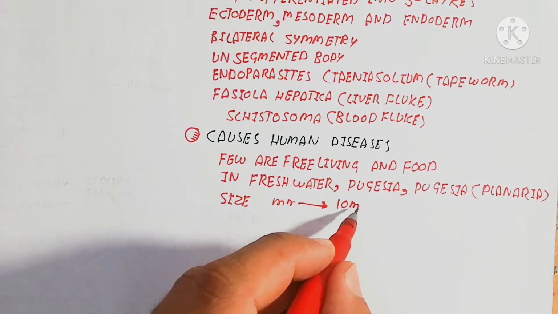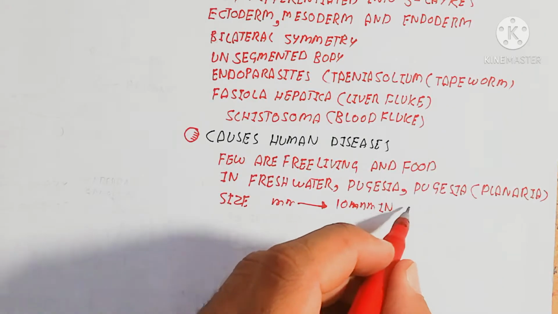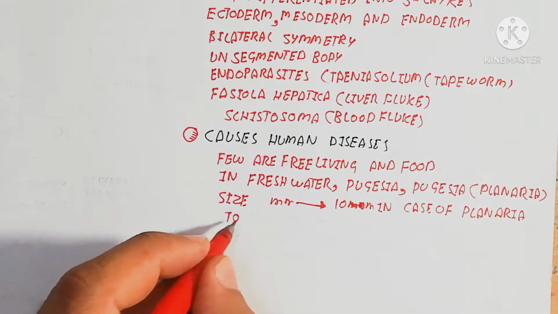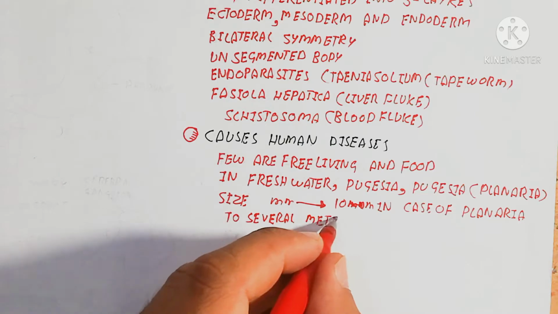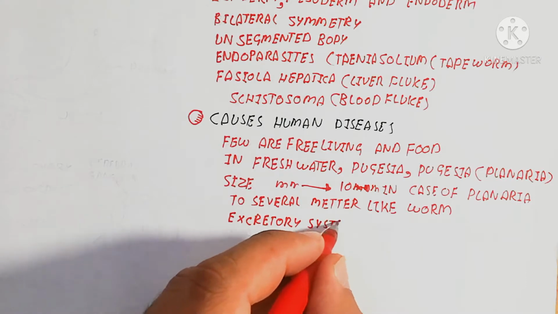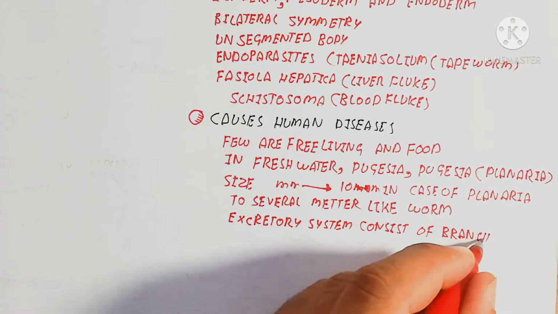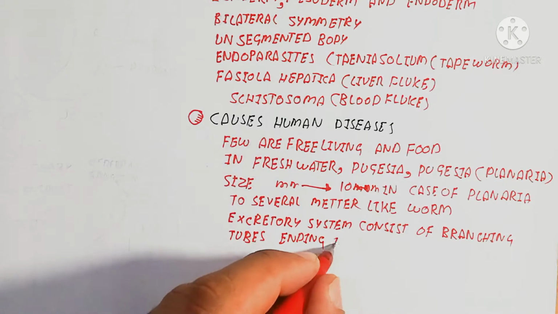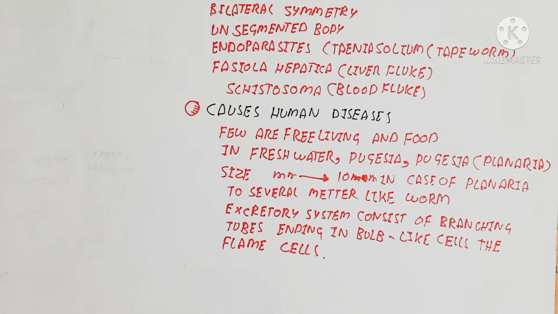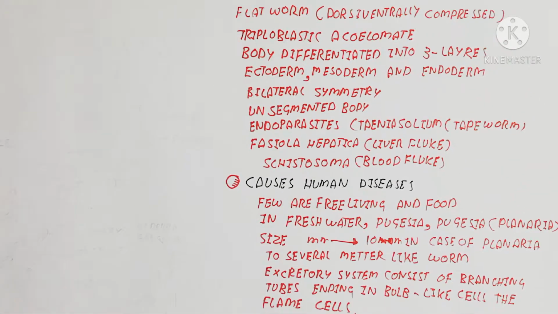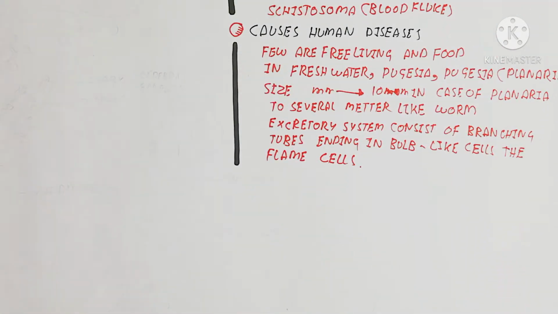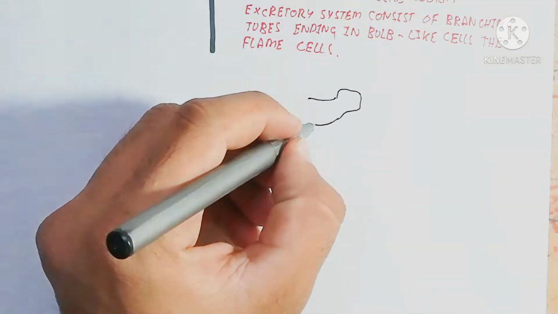For example, Planaria or Dugesia feed in fresh water. Their size ranges from micrometers to about 1 meter, and there are many varieties. Planaria are smaller, while some worms are several meters long.